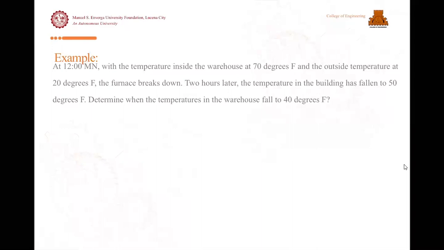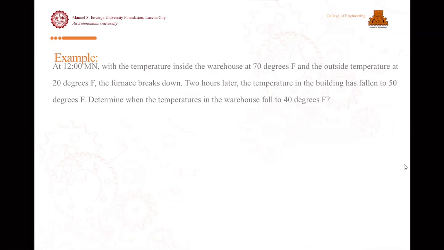Let's go to example number 2. So our question: at 12 midnight, with the temperature inside the warehouse at 70 degrees and the outside temperature at 20 degrees Fahrenheit, the furnace breaks down. 2 hours later, the temperature in the building has fallen to 50 degrees Fahrenheit. Determine when the temperature in the warehouse falls to 40 degrees Fahrenheit.